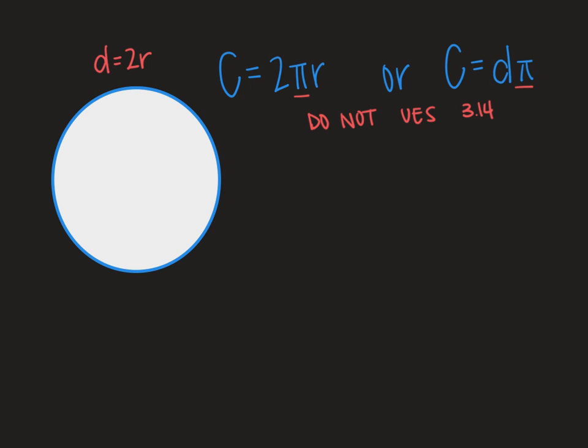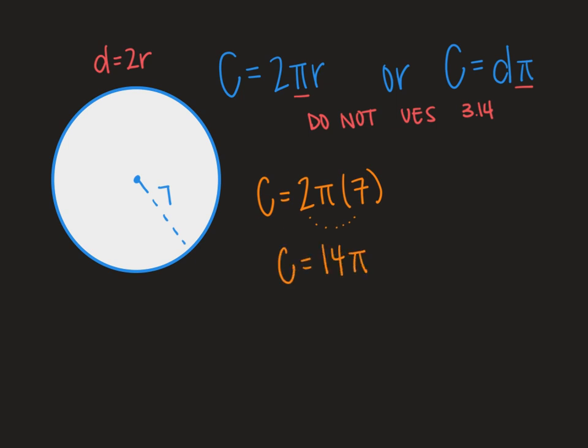So we're going to find the circumference of this circle. Say I knew that the radius of this circle was 7. I would just plug it in to figure out what my circumference would be. So I have C equals 2 pi times r, which is 7. So we can go ahead and just multiply our two numbers together. So C equals 14 times pi.